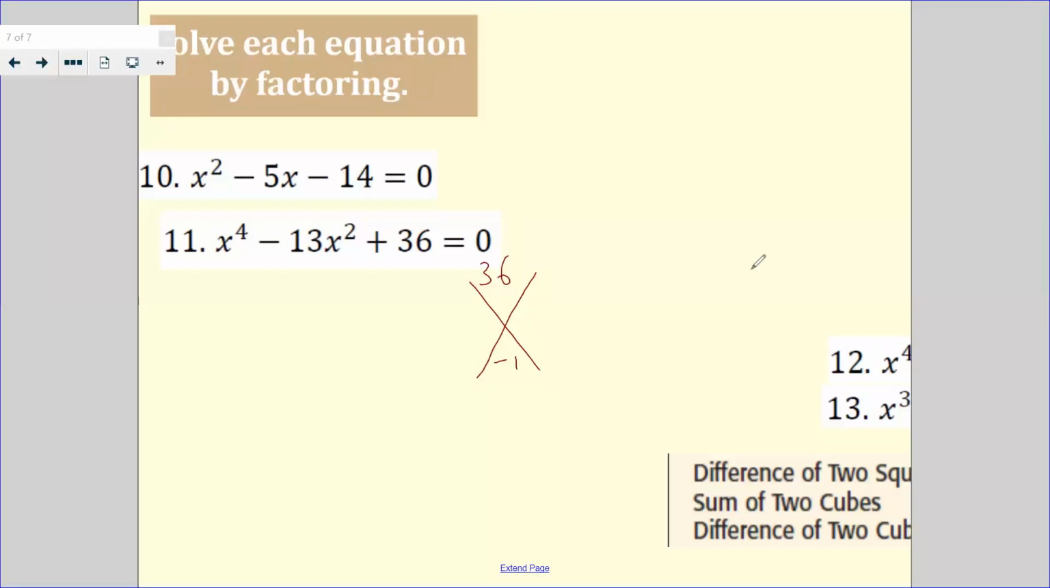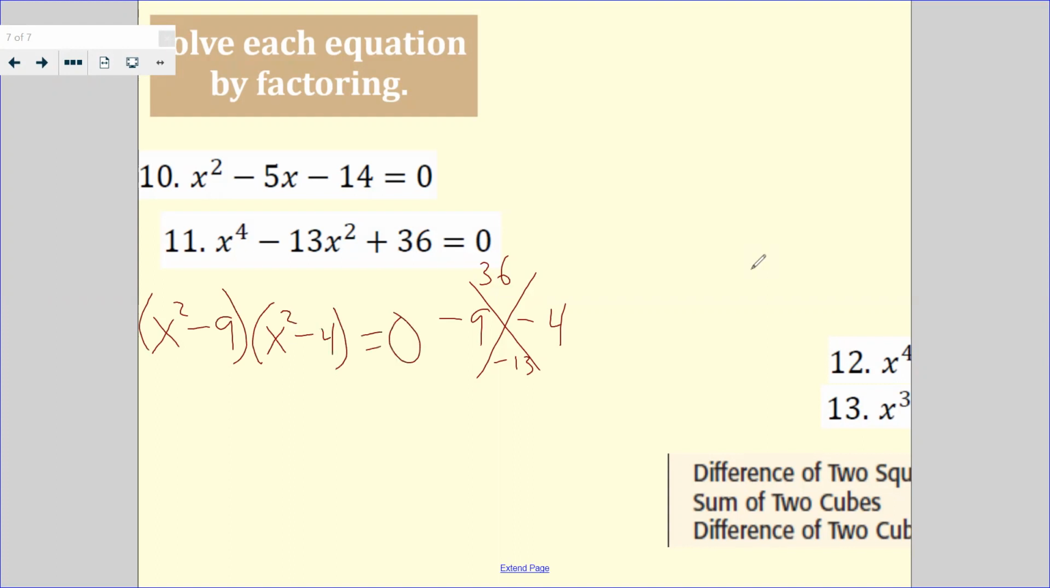All right, and then what multiplies to negative 13? Or sorry, adds to negative 13. So I'm thinking this is negative 9 and negative 4, because those multiply to 36, but add to negative 13. And then remember, that's the only difference now: this is x squared minus 9 and x squared minus 4.